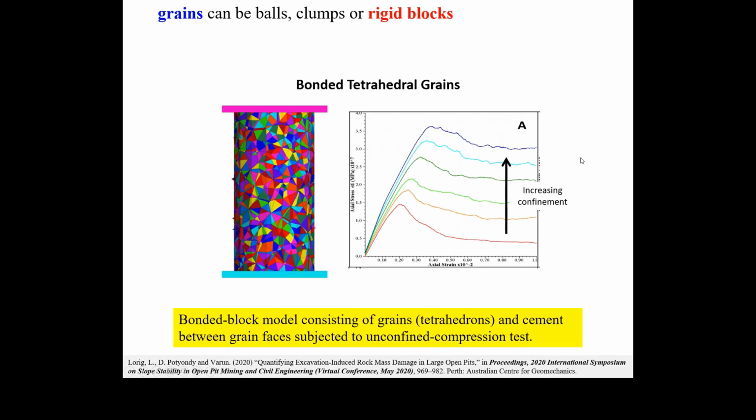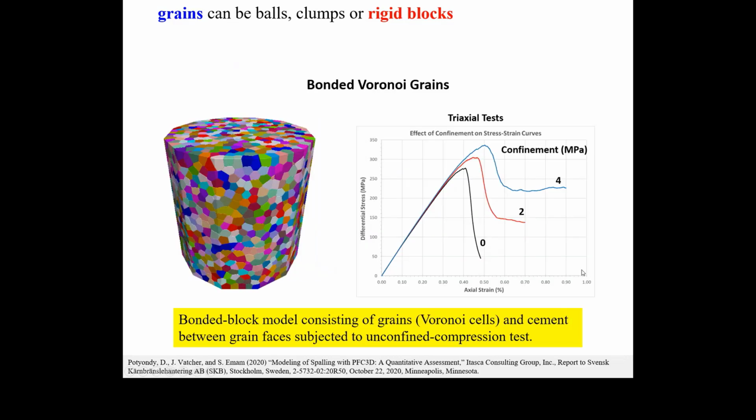We can do this with rigid blocks. This is a cylinder to begin with. It's discretized into tetrahedra that perfectly fill the space. Then we can bond those things together. This would be a typical set of axial stress strain curves from triaxial tests on this. And you see that you get increasing strength and increasing residual strength as you increase the confinement.